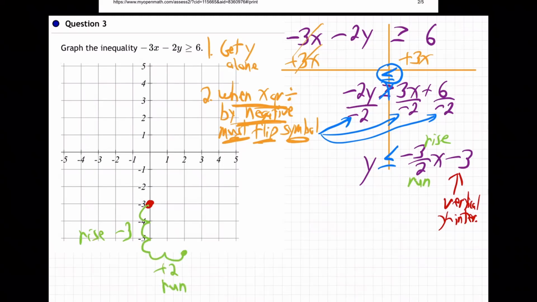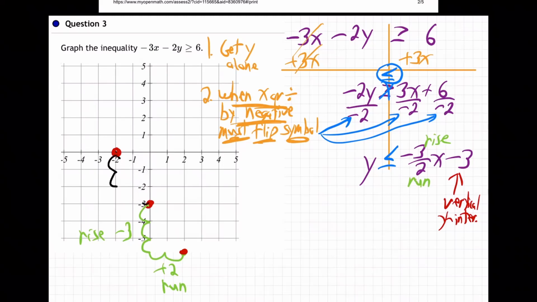I'll change the color. Right here. Now that's off the graph, isn't it? I can't really locate that point. Well, you could do the same thing backwards. In other words, I could go up 3, back 2. That's got to be another point right there, doesn't it?